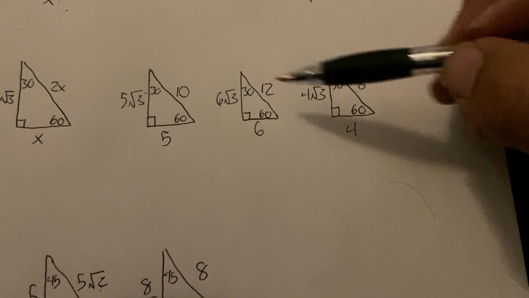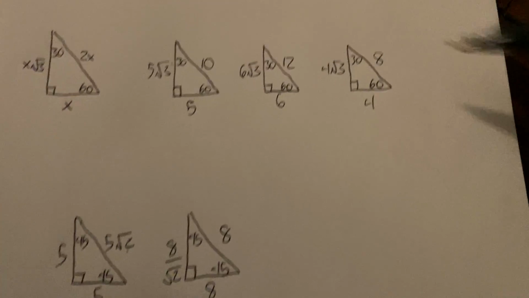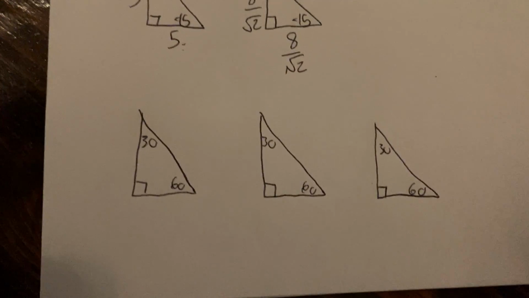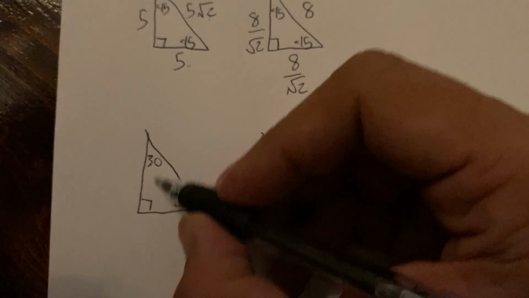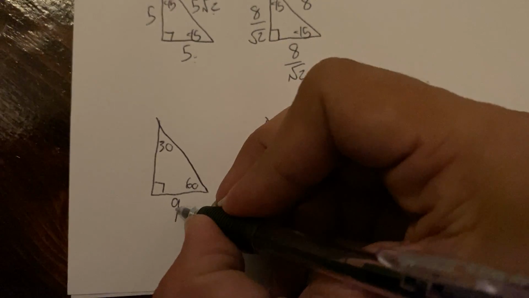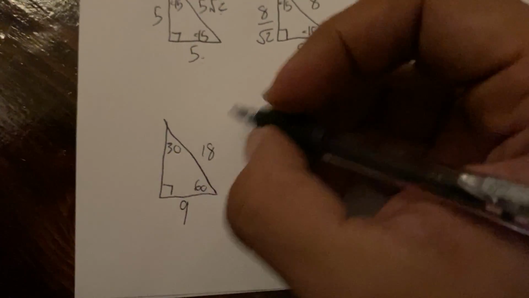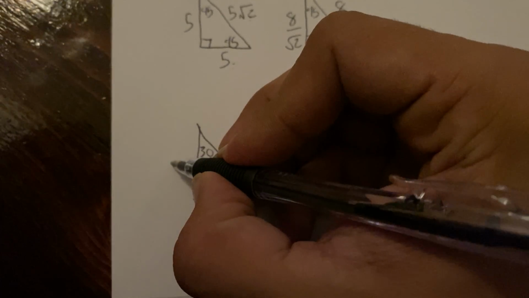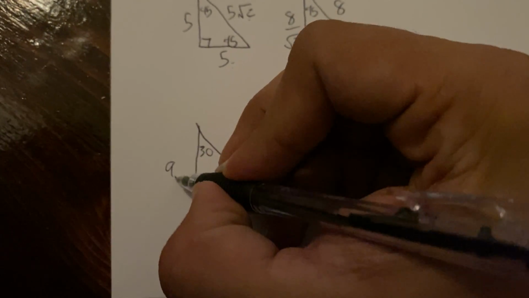Now, that square root of 3 is not always there. So let's do all three scenarios of where the square root of 3 can be. So the first scenario, the regular one, so let's say I say this is 9. If this is 9, this one is 18, and this one is 9 square root of 3.